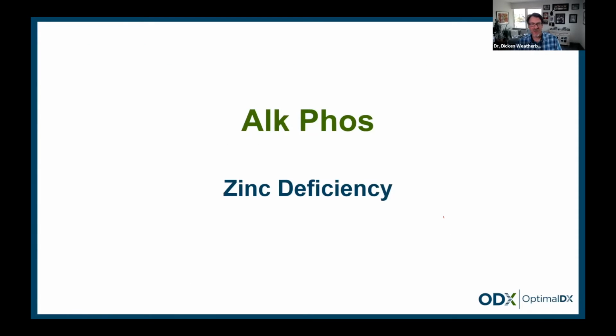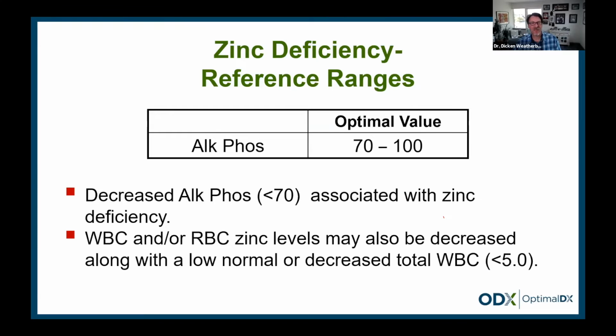Let's look at zinc deficiency. We met alkaline phosphatase in the gallbladder where elevated levels were an indication of gallbladder problems. We're now going to look at it in terms of decreased levels. I didn't mention this, but alkaline phosphatase, as I mentioned earlier, is a group of isoenzymes, but it is actually what they call a metalloenzyme. This is a family of zinc-dependent enzymes. So decreased levels of alkaline phosphatase below 70 is associated with a zinc deficiency.